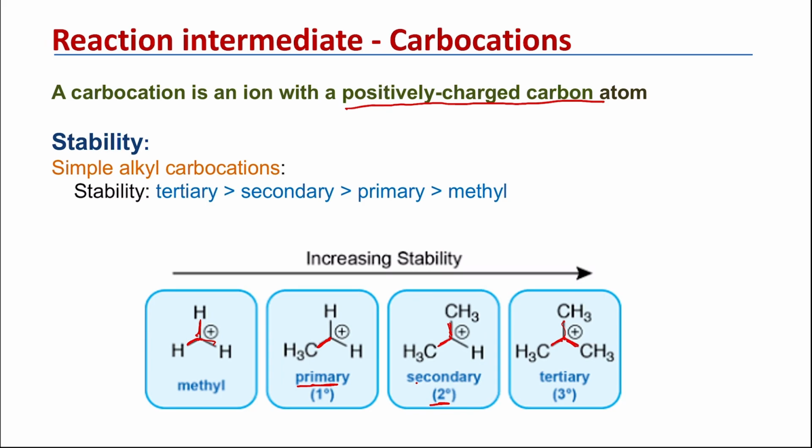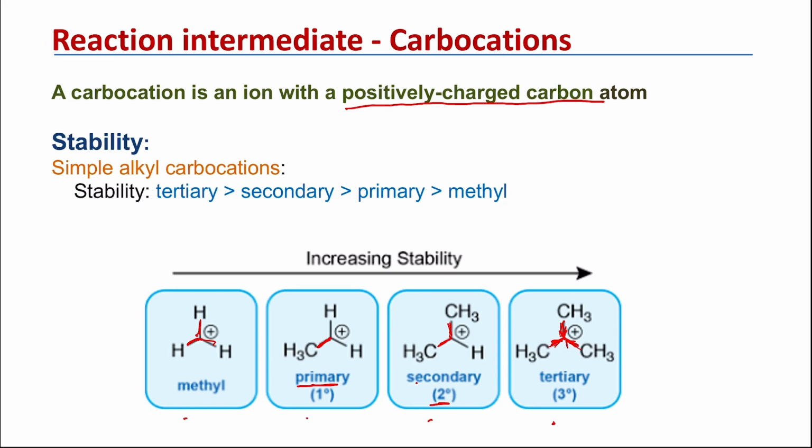and the tertiary one has three carbons attached to it. In order of stability, the tertiary will be the most stable, followed by the secondary, followed by the primary, and then the methyl is the least stable. The reason behind the stability of these carbocations is that carbon atoms are electropositive and they tend to push the electrons towards the positively charged carbon. That leads to an increase in the stability of the carbocations which have the positive charge.